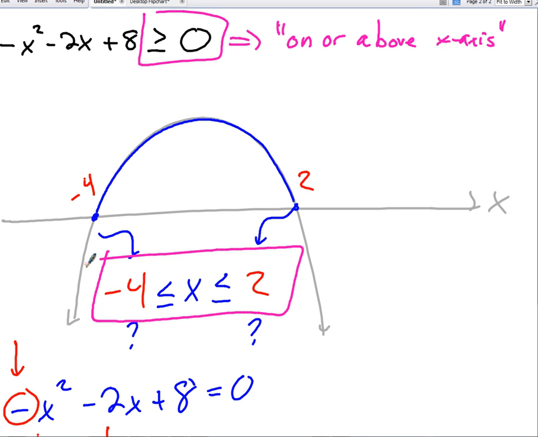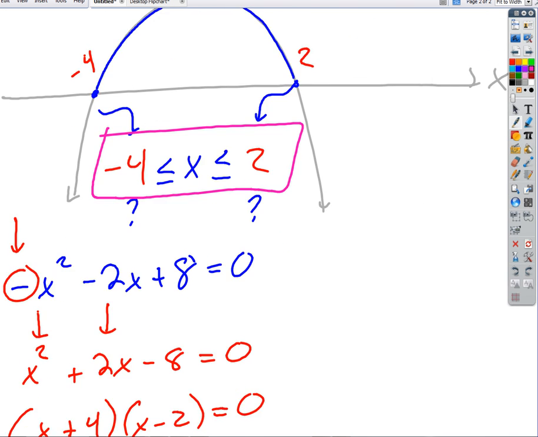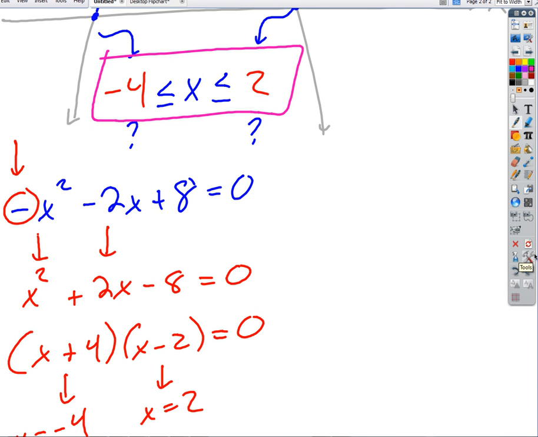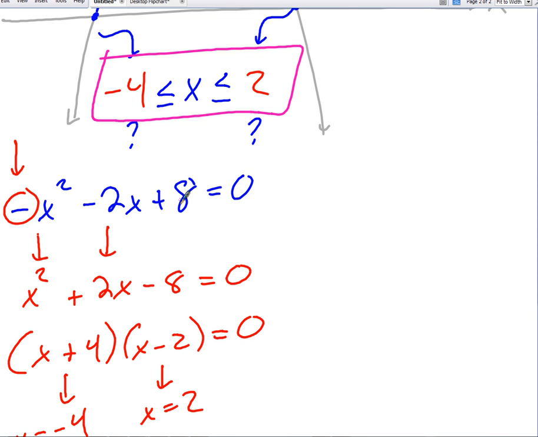The -4 and the 2, because I just solved to find the x-intercepts of this parabola, right? I just set it equal to 0 and solved, right? And so that was this process here. So I multiplied by -1 to get rid of that negative sign, and then I factored it. Or if I had the benefit of my graphing calculator, I just graphed y equals that, -x² minus 2x plus 8, and asked the graph, where are the x-intercepts? Okay? Make sense? Yes. All right.